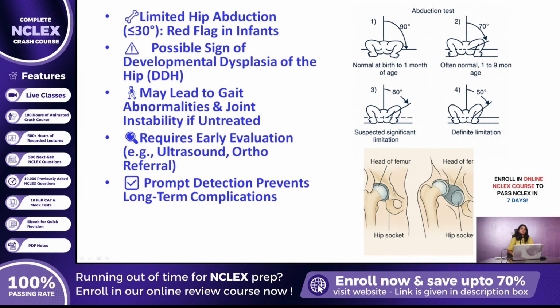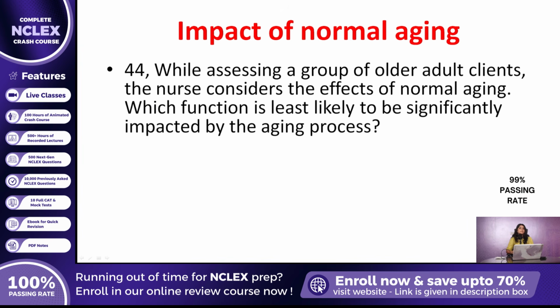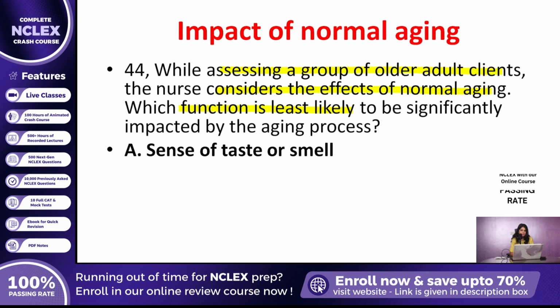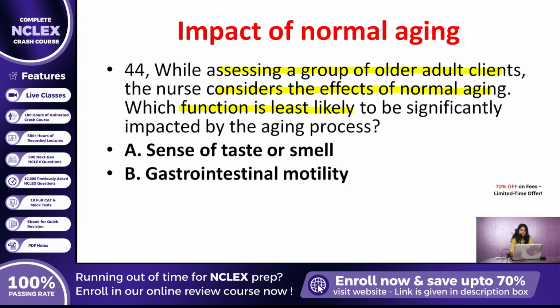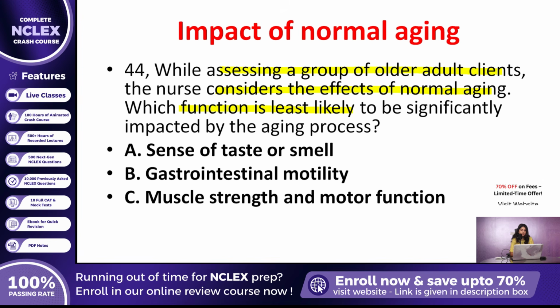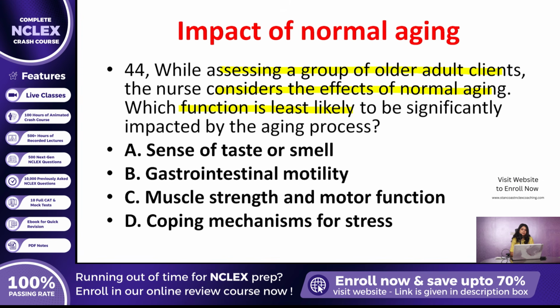Let us continue with question number 44, which examines the impact of normal aging on various physiological and psychological functions. The question asks, while assessing a group of older adult clients, the nurse considers the effects of normal aging. Which function is least likely to be significantly impacted by the aging process? The options are A. Sense of taste or smell. B. Gastrointestinal motility. C. Muscle strength and motor function. D. Coping mechanisms for stress.